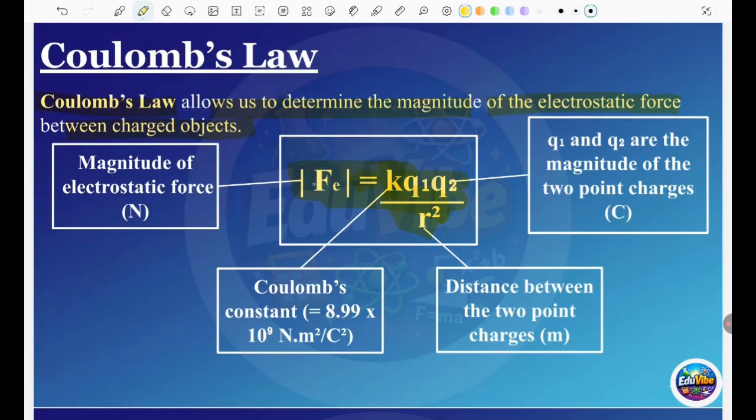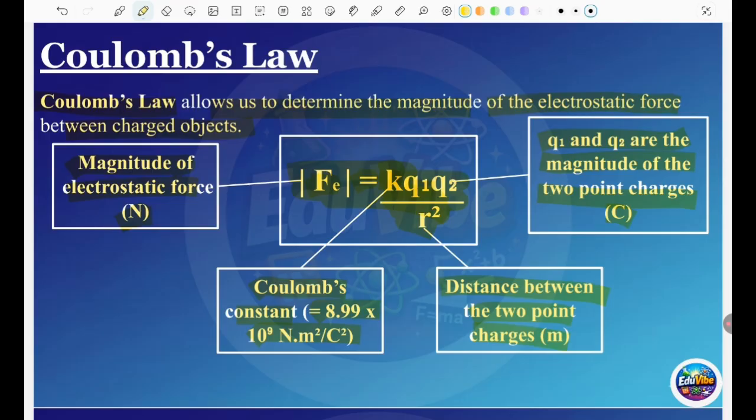Fe is the magnitude of the electrostatic force, the force due to the charges, and it is measured in newtons. Q1 and Q2 are the magnitudes of the two point charges, in coulombs. r is the distance between the two point charges in meters, and k is the constant value, called Coulomb's constant. This value is also given in your data sheet: 8.99 times 10 raised to power 9 newton meter square per coulomb square.